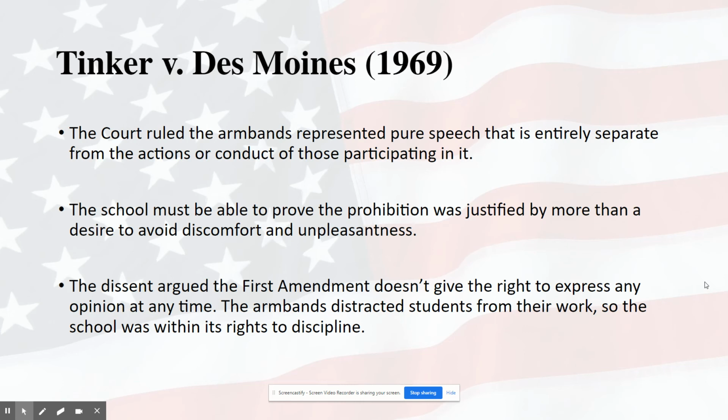However, the court is still going to set that precedent that free speech rights apply to public schools and students have the right to free expression, so long as it does not substantially interfere with school discipline.